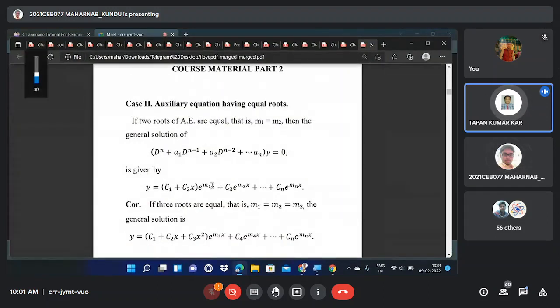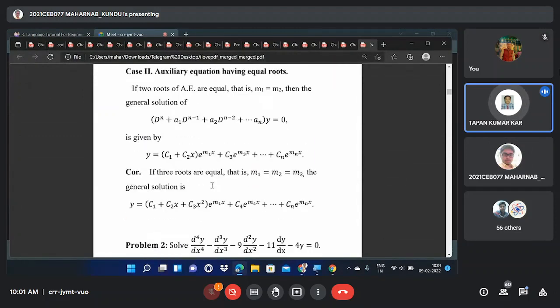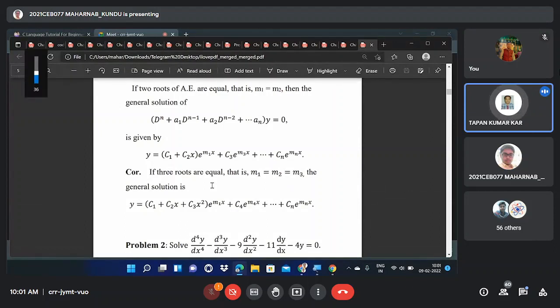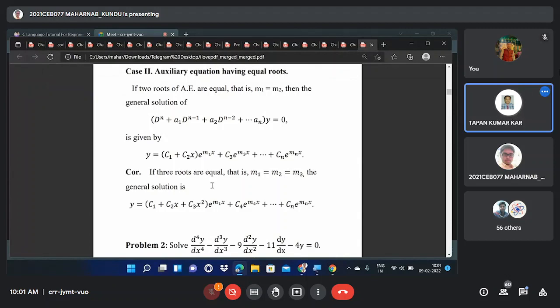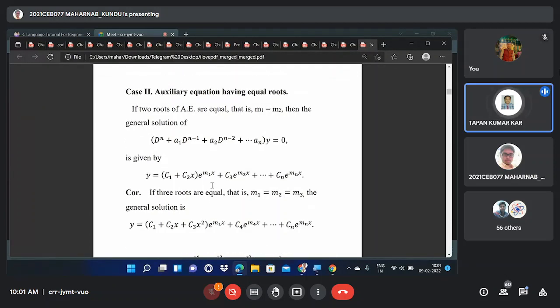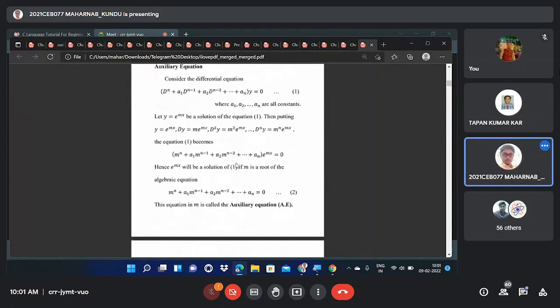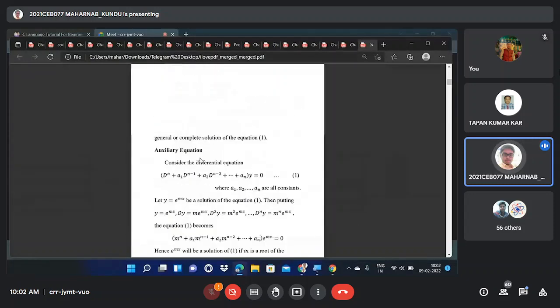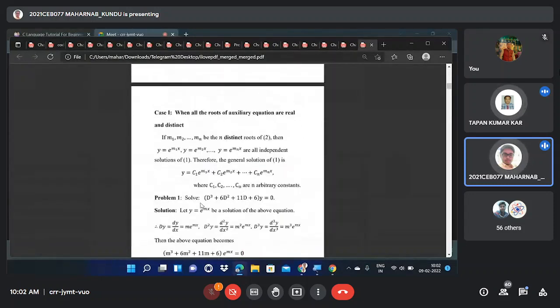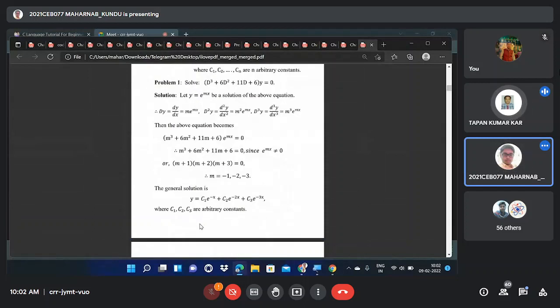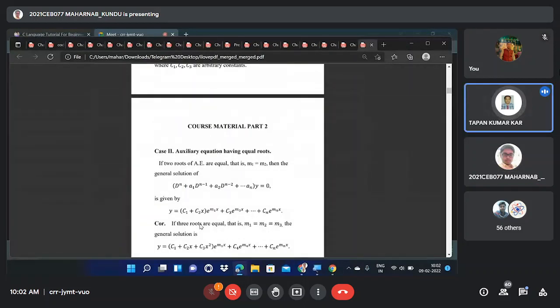Oh, yes. You will not get it from here. So you can suppose if m1 and m2 are two equal roots, then it comes from other things. I think here no proof is given. No proof is given. Yes, sir, it is just written that case 1, auxiliary equation, m1 equal to m2, no proof. Oh, that's why it is a problem.